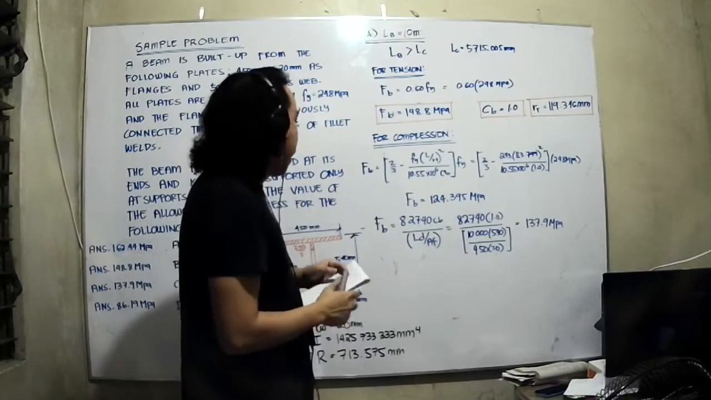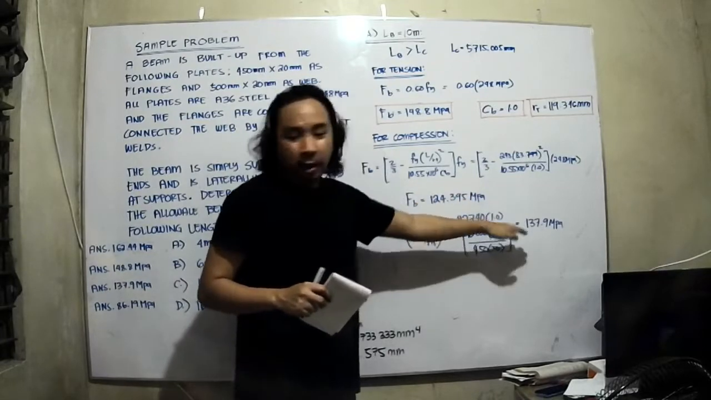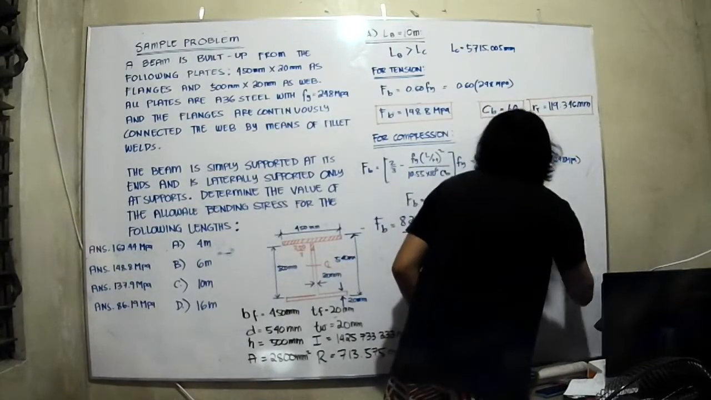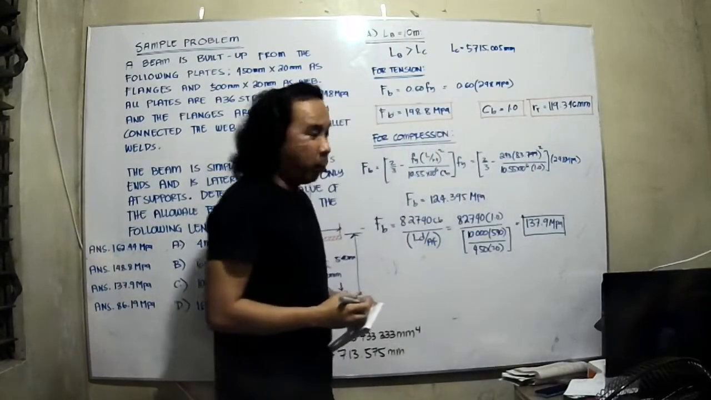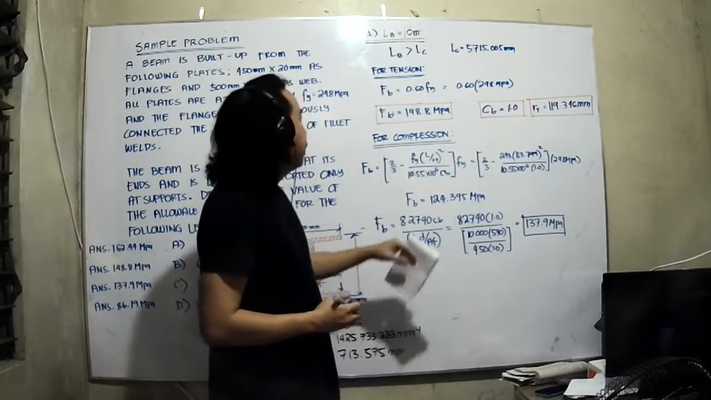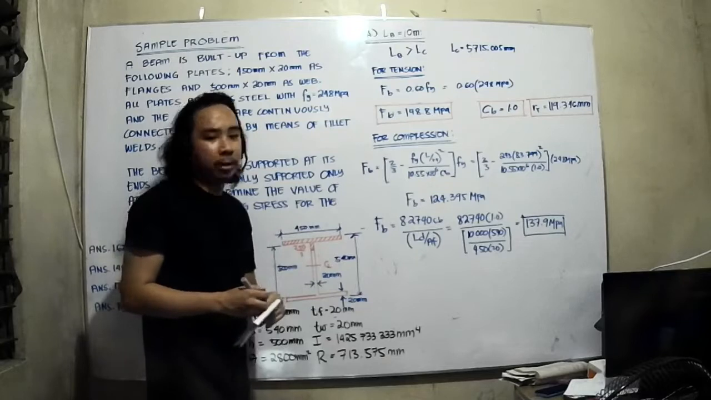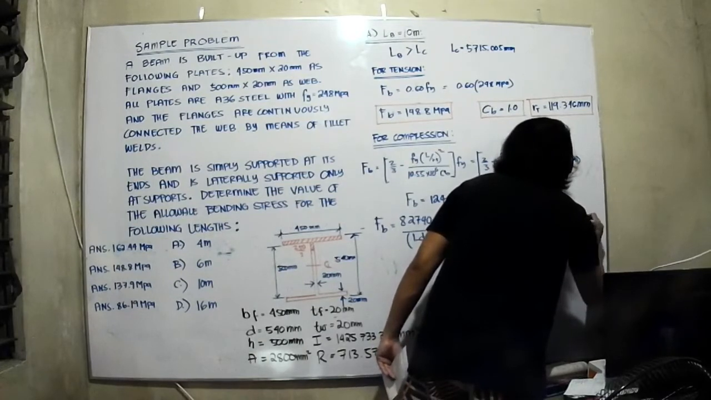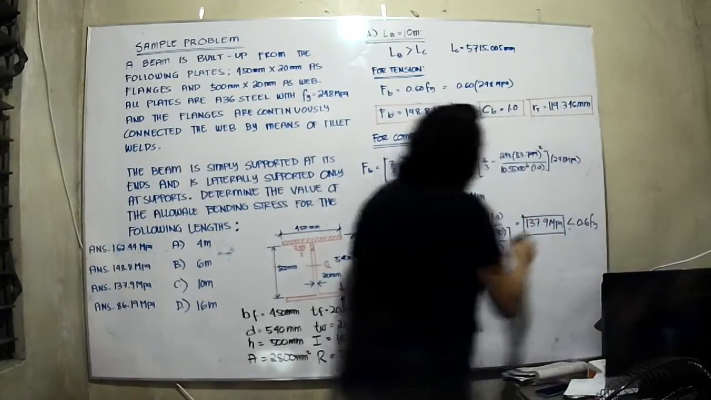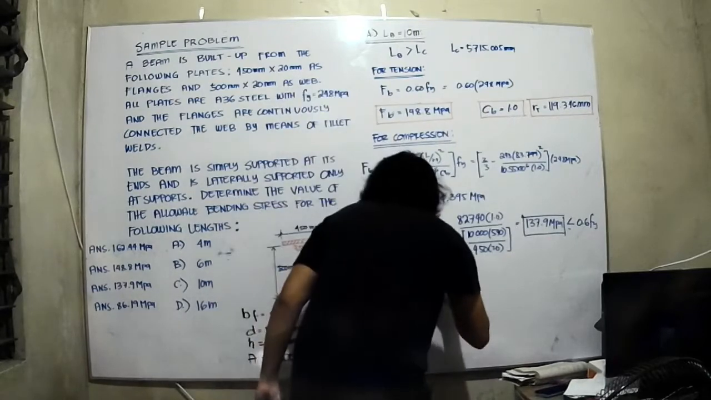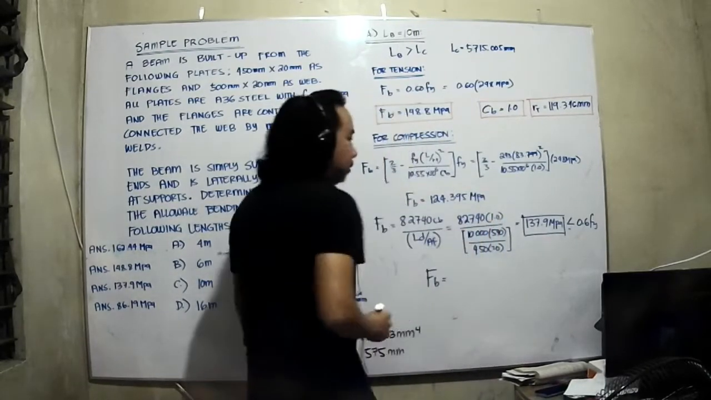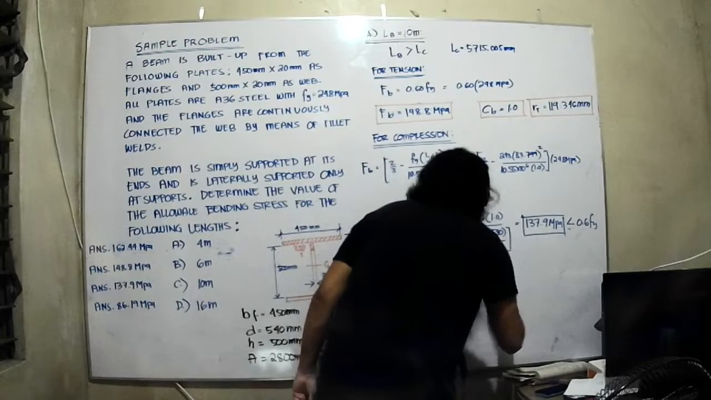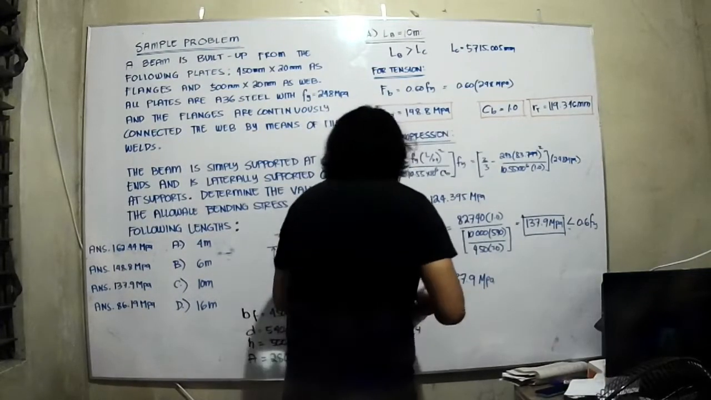Okay? Now, we are to choose one of these two, the larger one, which is this, 137.9. Now, if we compare that to 0.6 Fy, which is equal to 148.8, that is actually lesser than 0.6 Fy. Thus, we can conclude that our FB here should be equal to 137.9 MPa.